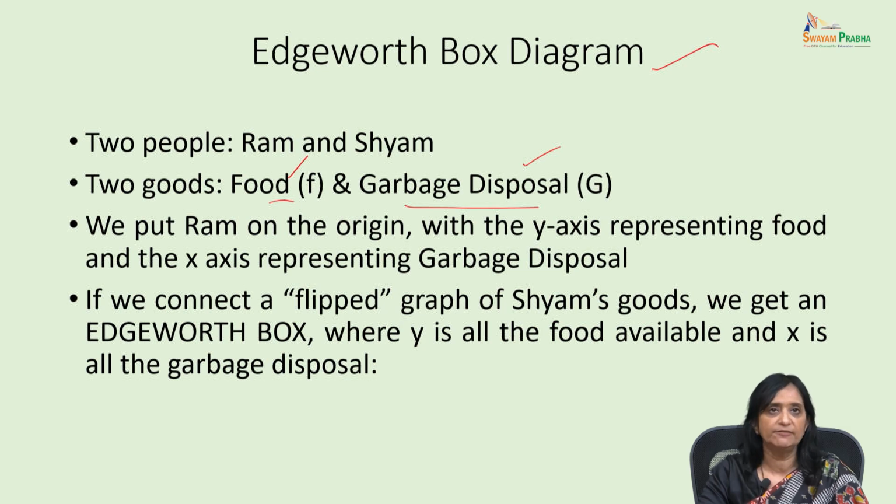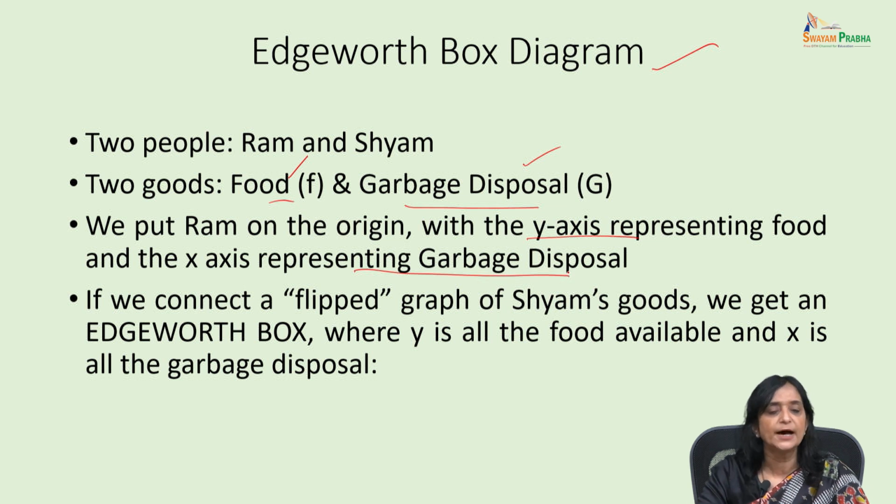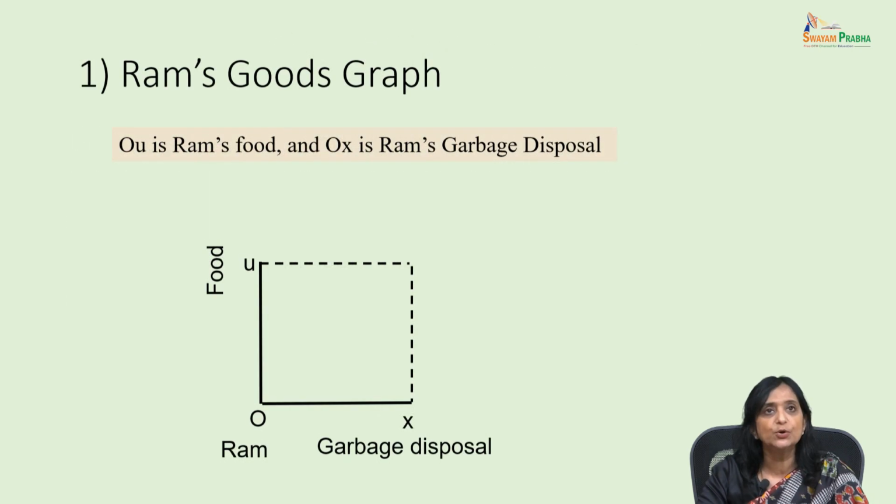So we put Ram at the origin, where the y-axis represents food consumption and the x-axis represents garbage disposal. Then we flip this graph, that is, we take a mirror image of the same axes, and there we are going to mark Sham's goods. When we join these lines, what we get is called an Edgeworth box diagram.